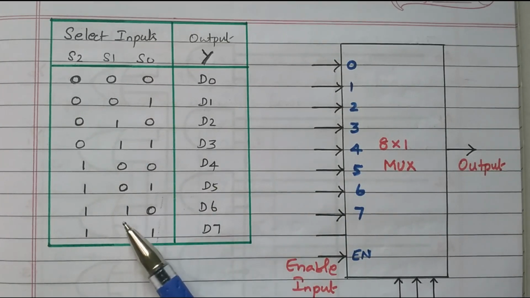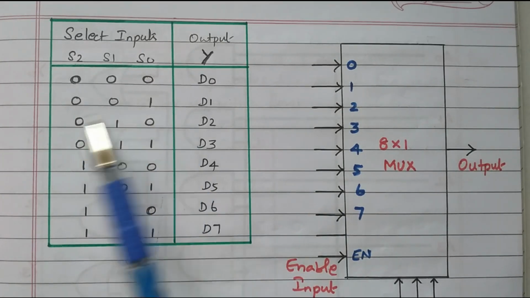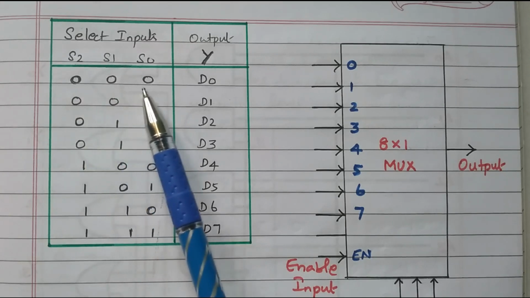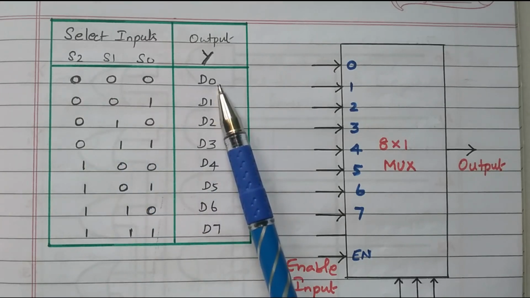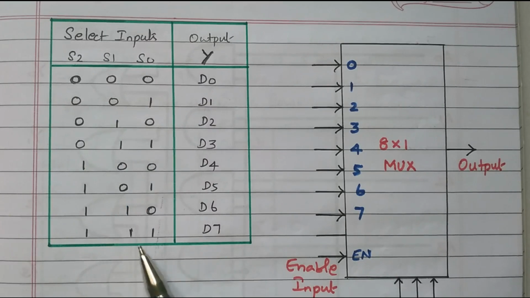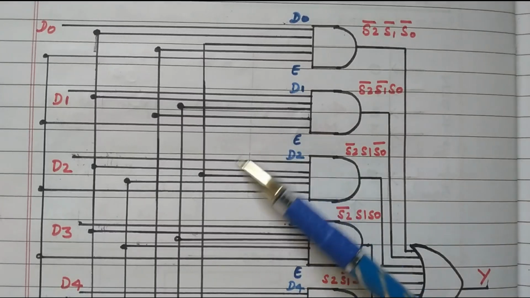So we'll see the logic diagram. We'll verify this in the logic diagram. If it is 0, 0, 0, how are we getting D0 as the output? Similarly, 1, 1, 1 means how are we getting D7 as the output. So we'll verify all these 8 combinations in the logic diagram. So this is the logic diagram.